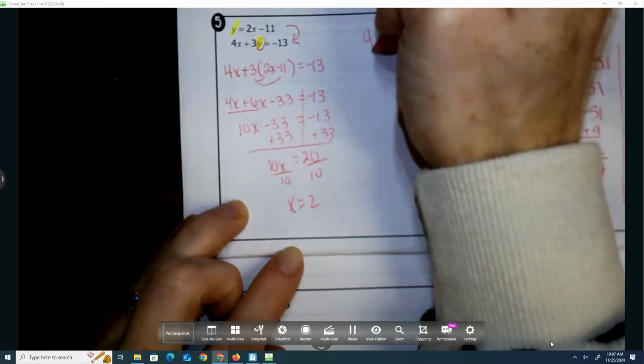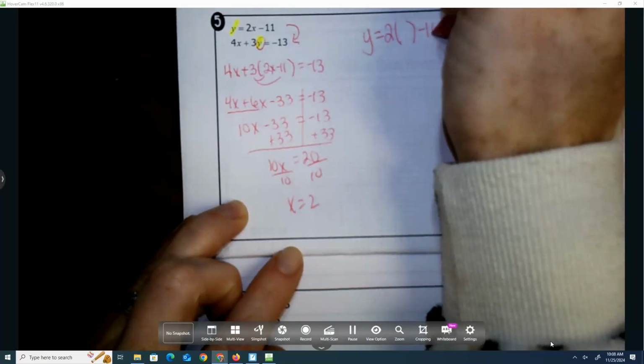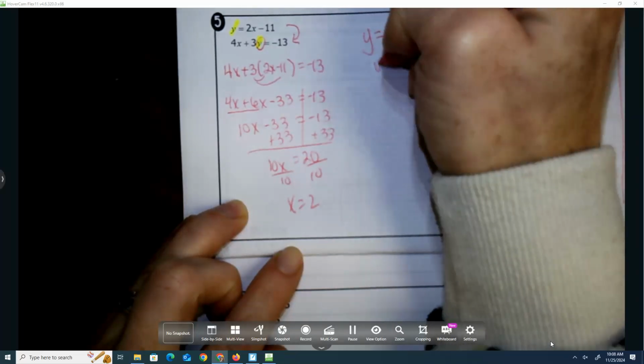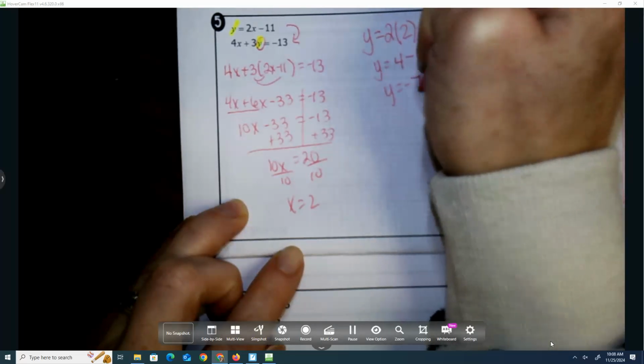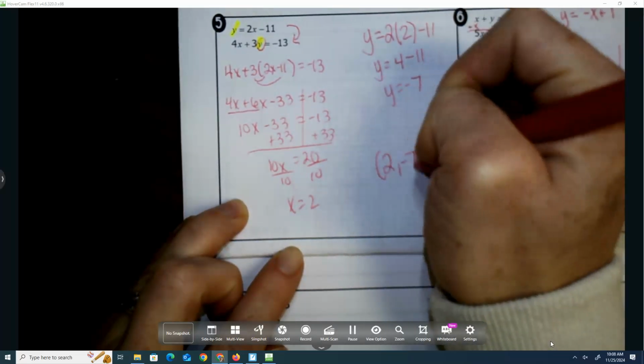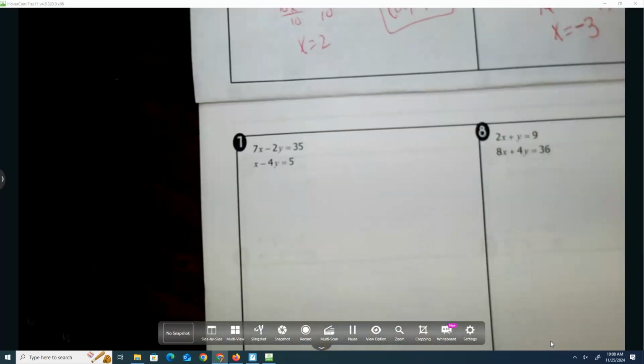Plug that in. The first one was y equals 2 times x minus 11. So we're replacing our x with the 2. So 4 minus 11 is negative 7. So 2, negative 7. All right, we did not do so great on that one. So I want you guys to do number 7.